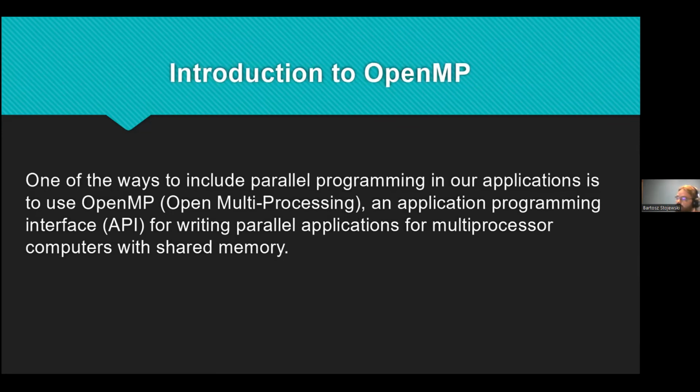One of the ways to include parallel programming in our applications is to use OpenMP, which is Open Multiprocessing, an application programming interface for writing parallel applications for multiprocessor computers with shared memory. An important thing about OpenMP is real and virtual threads. We will distinguish between real threads and virtual threads by equating real threads with available cores or processors. Virtual threads are threads that are manually created by the program for its needs.